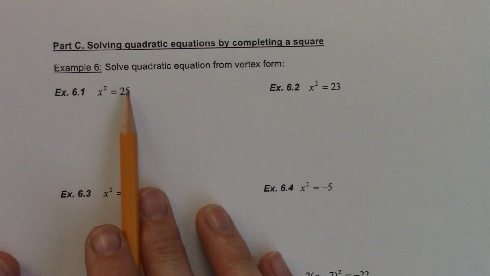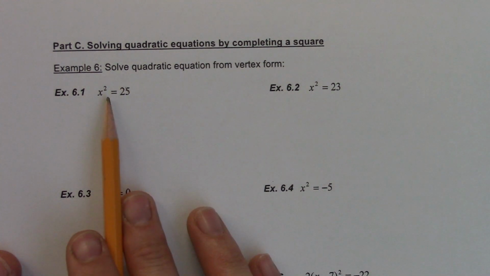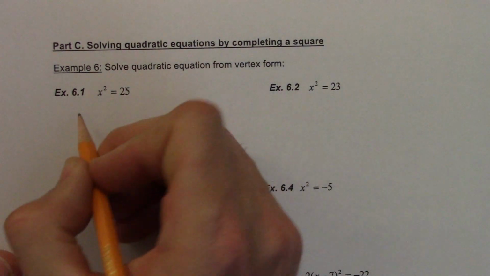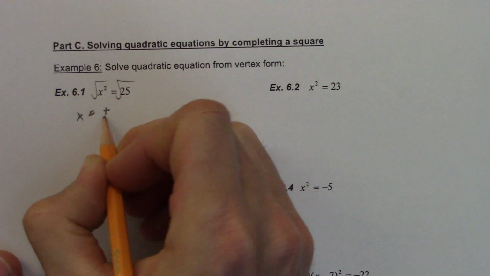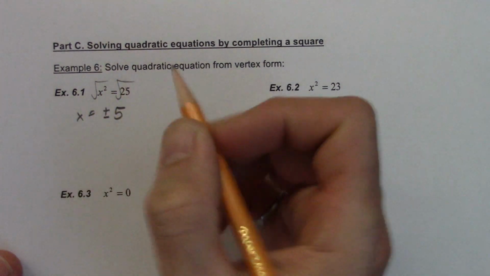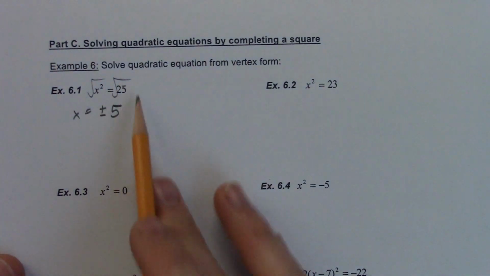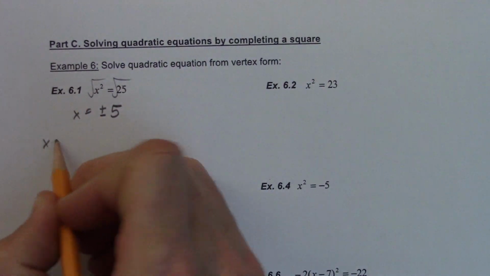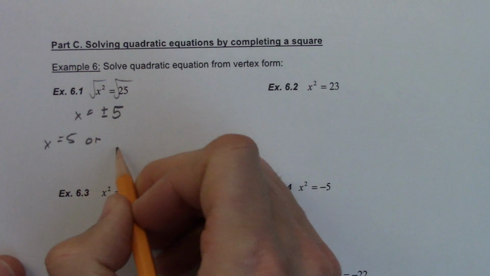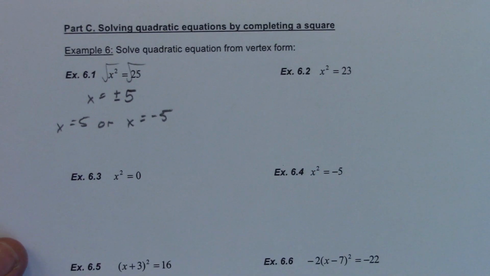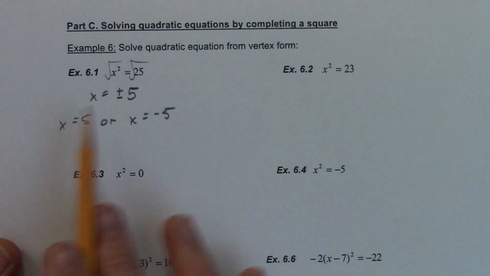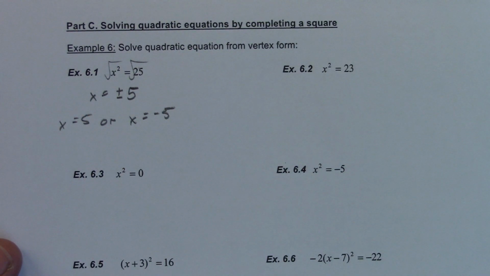Okay, so here we are trying to solve for x. That's what we're basically solving for. So we're going to take the square root of both of these, and x is going to be equal to plus or minus 5. Both of those values squared would give you 25. So x is equal to 5 or x is equal to negative 5. That's what we're doing. Basically, once we have it in vertex form, we are solving for the zeros.